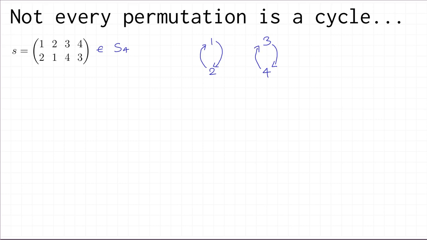So while S is not a cycle, what you can check is that actually S is equal to the 2 cycle (1, 2) composed with the 2 cycle (3, 4). So S is not a cycle, but it is the product or composition of 2 disjoint cycles.